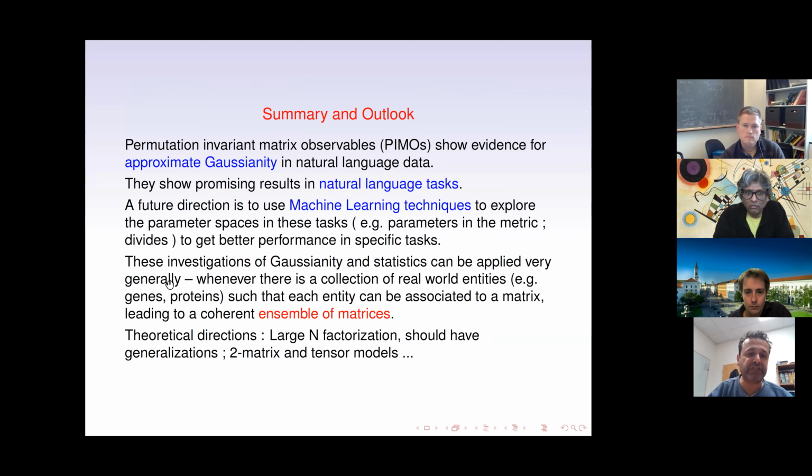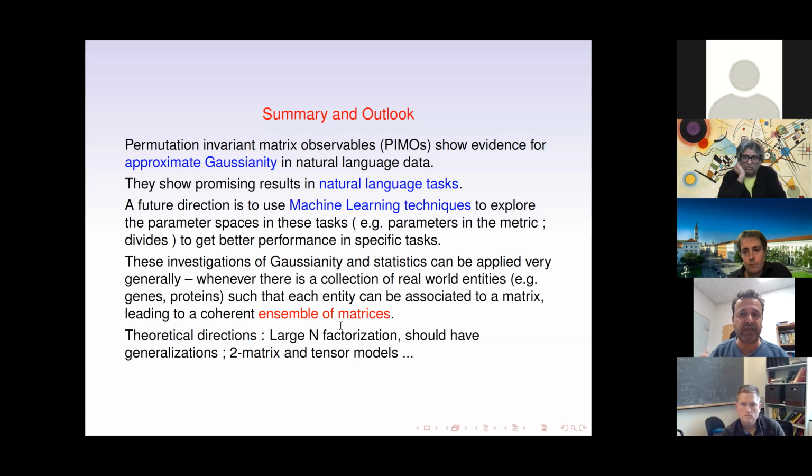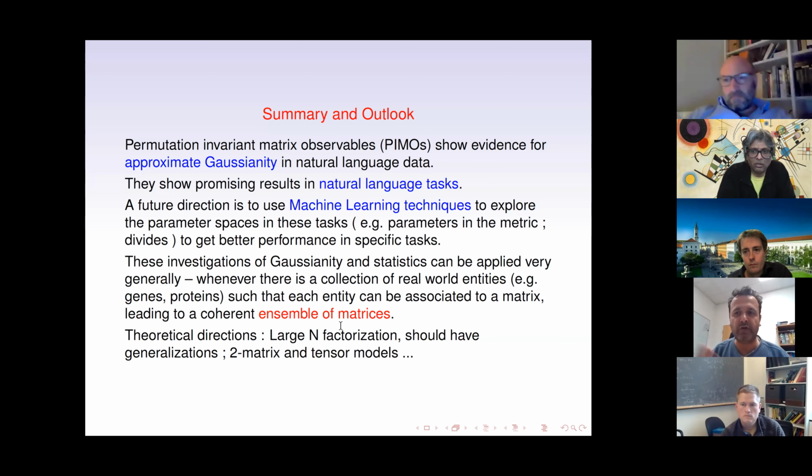And just a final observation: these investigations of Gaussianity and statistics can be applied very generally whenever you have a collection of real world entities, genes, proteins, whatever, such that each entity can be associated in a meaningful way, using some AI techniques or whatever, to a matrix, which leads to a coherent ensemble of matrices. All the things that I discussed, you can explore. And if you want to chat with me about any of this, I'll be happy to discuss either now or afterwards.